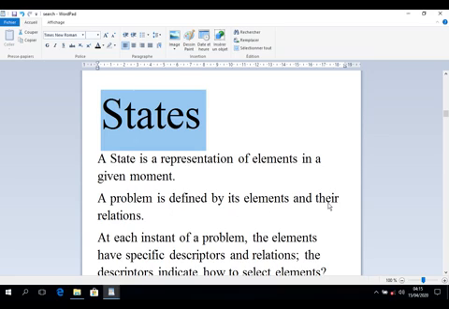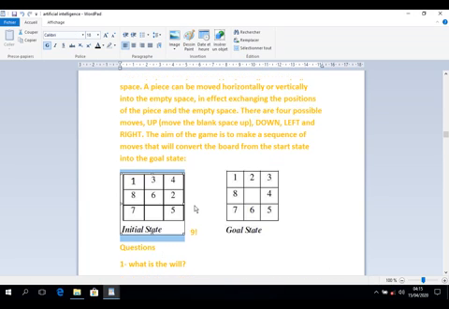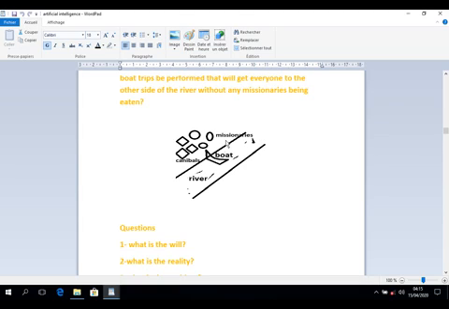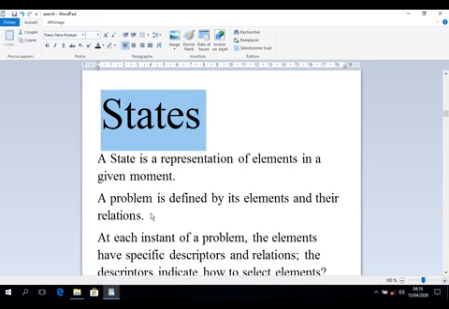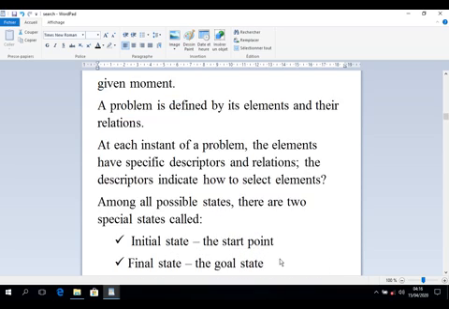Now, a problem is defined by its elements and their relationships. Is it okay? So the elements here, we have the missionaries, cannibals, and the boat. So their relationships. So that is the problem. At each instant of a problem, the elements have specific descriptors and relations. The descriptor indicates how to select elements.